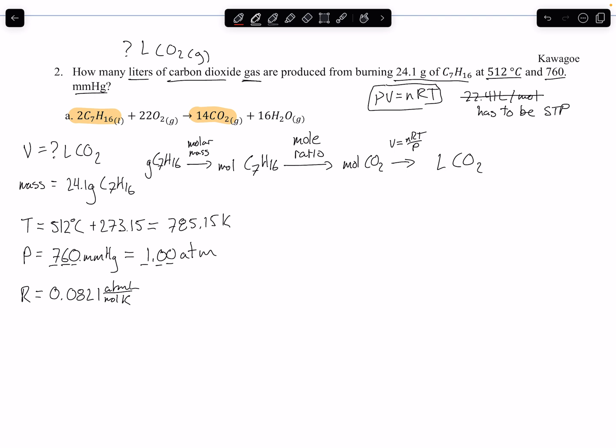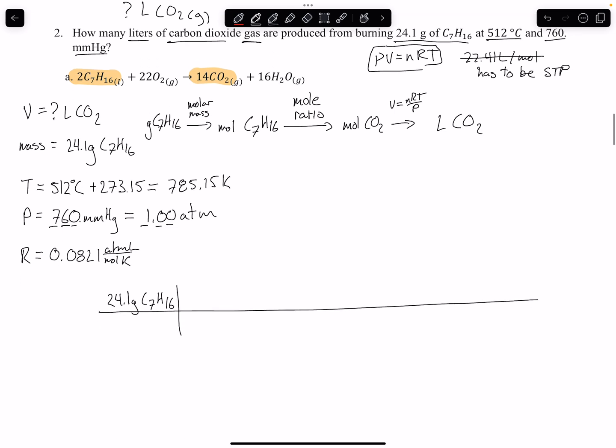All right, so now I've got everything mapped out. Let's take our 24.1 grams of C7H16, set up our stoichiometry railroad tracks.